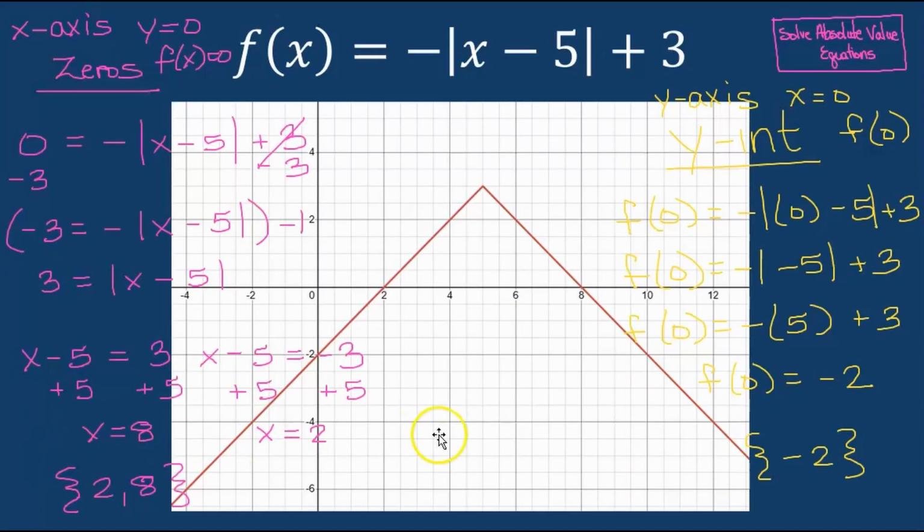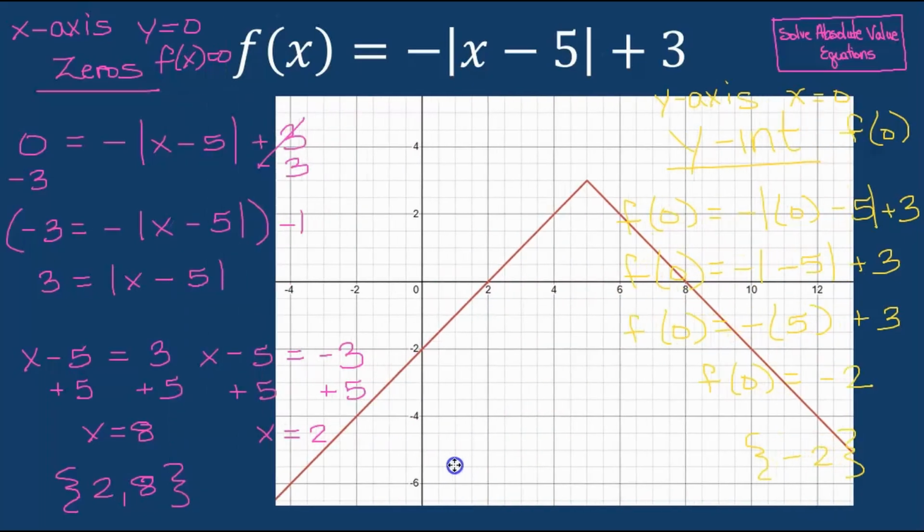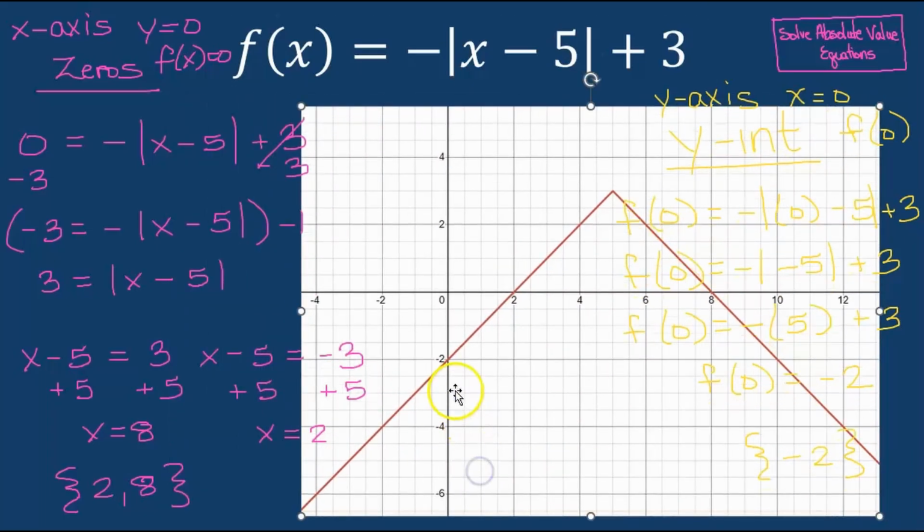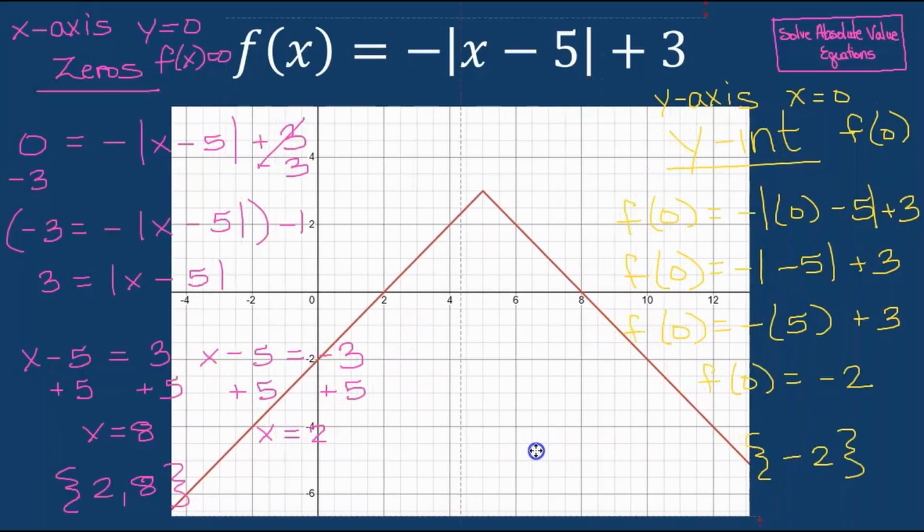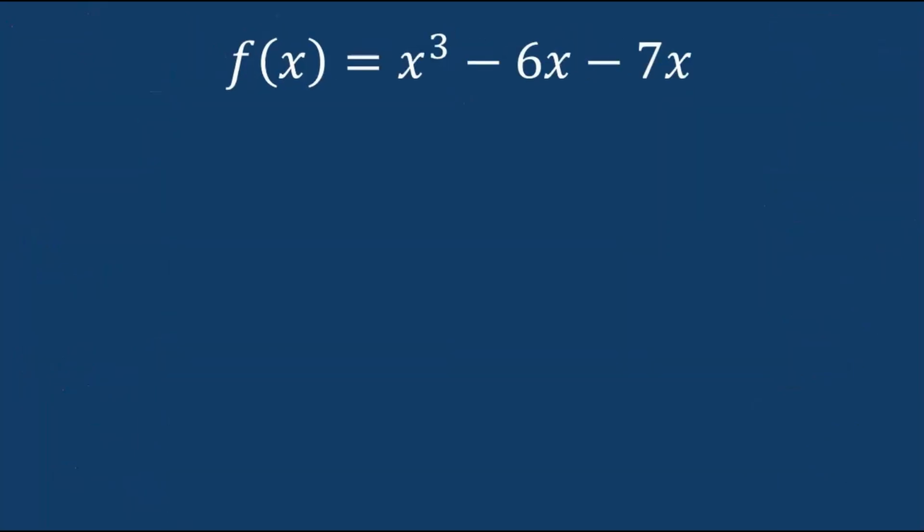Now it's a little bit of a mess, but we can see that our zeros are at 2 and 8 pretty clearly. 2 and 8. And if I move this graph over just a little bit, we can also see that our y-intercept is at negative 2. So this is a fantastic way to ground yourself back into the work that you're doing and also make sure that you've done it correctly.